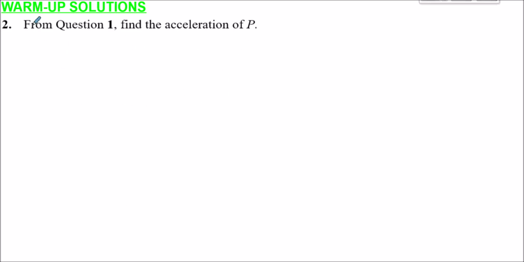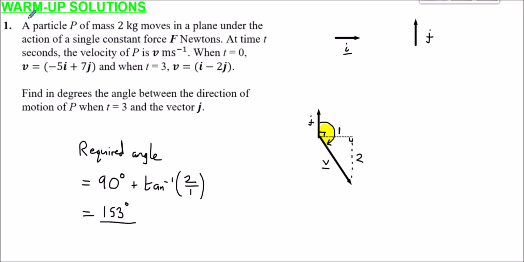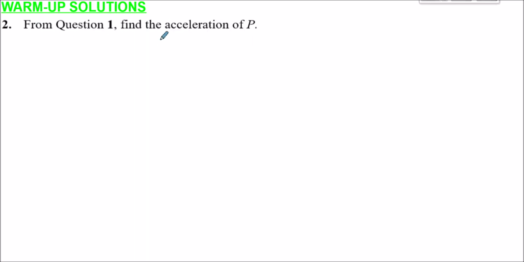Question 2. From question 1, find the acceleration of P. And so this is actually a SUVAT question. If I just nip back to question 1 just to show you for a moment, what we have here is we are told that we need to work out an acceleration. Well, we're told it's a constant force, okay? Constant force implies constant acceleration, assuming the mass doesn't change. So constant force, constant acceleration, so it's a SUVAT question.